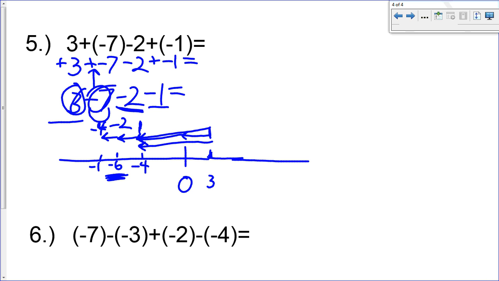Now we're holding negative 6 in our head, and we're going to process this last one. We've already processed this one. So negative 6 and 1 more in the negative direction takes us to negative 7. I may have written that wrong, but anyway, it takes us to negative 7. So essentially 3 minus 7 minus 2 minus 1 is negative 7.